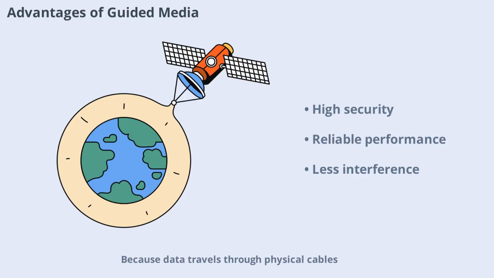Guided media offer several advantages, including higher security, less susceptibility to interference, and more predictable performance. Because data travels through physical cables, it's less likely to be intercepted or disrupted by external factors. Guided media are ideal for environments where reliability and speed are critical, such as corporate networks, data centers, and telecommunication infrastructure.